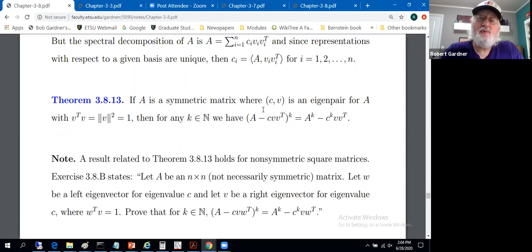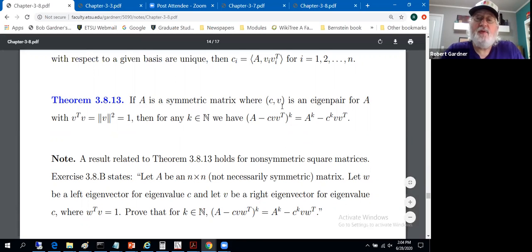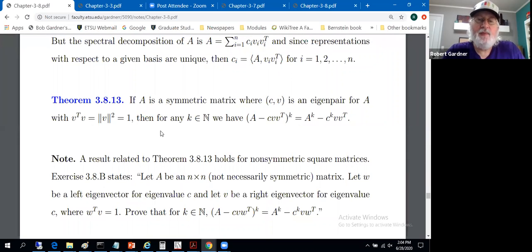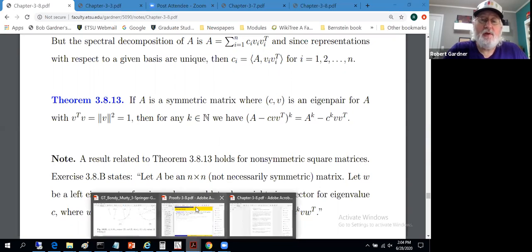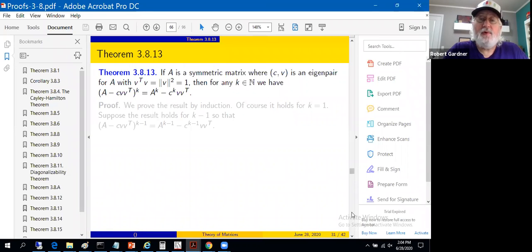Say A is a symmetric matrix where (C, V) is an eigenpair for matrix A, that is, V is an eigenvector, C a corresponding eigenvalue, with V transpose V, that is the norm squared of V, equal to 1, so we've normalized that eigenvector. Then for any natural number K, we have (A minus C times VV transpose) to the K power equals A to the K minus C to the K times VV transpose. All right, we'll make a little comment here in a second that can be somewhat generalized. Let's go through a proof of that.